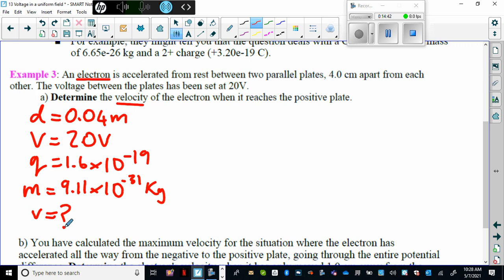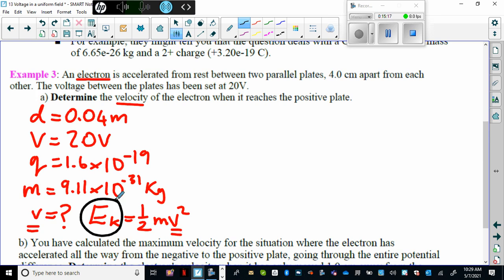Now, when you're dealing with these type of questions, charged particles in electric fields, we're dealing with energy, specifically kinetic energy. So what formula has velocity and kinetic energy in it? That, of course, is the formula EK equals 1/2 mv squared. Eventually we're going to use this formula to calculate the velocity, but first we need to calculate the kinetic energy.